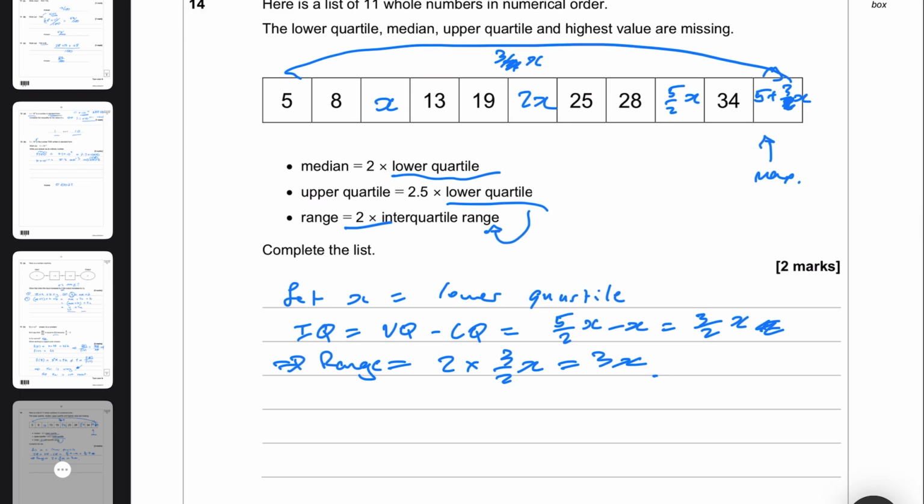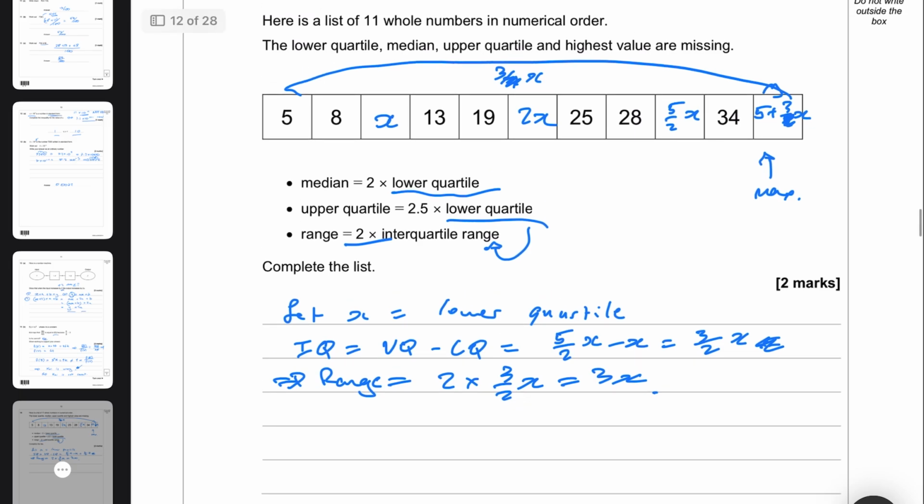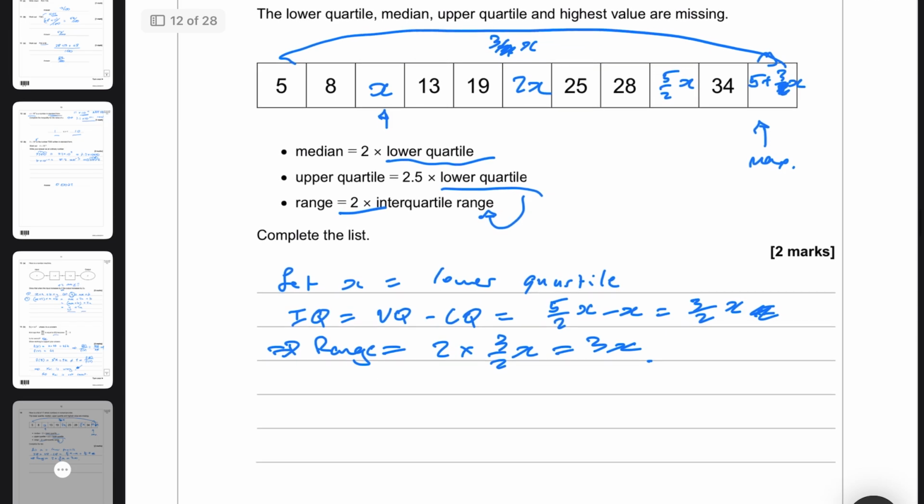And now what we can do is have a look at possible values of x, since we are not given any more information. We know there are 11 numbers. We don't know anything about the mean. We don't know anything else. So we just input values. We can try 9.